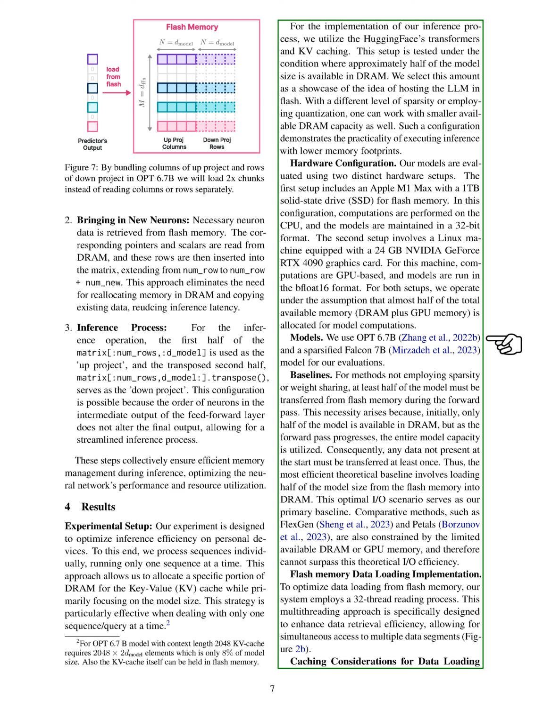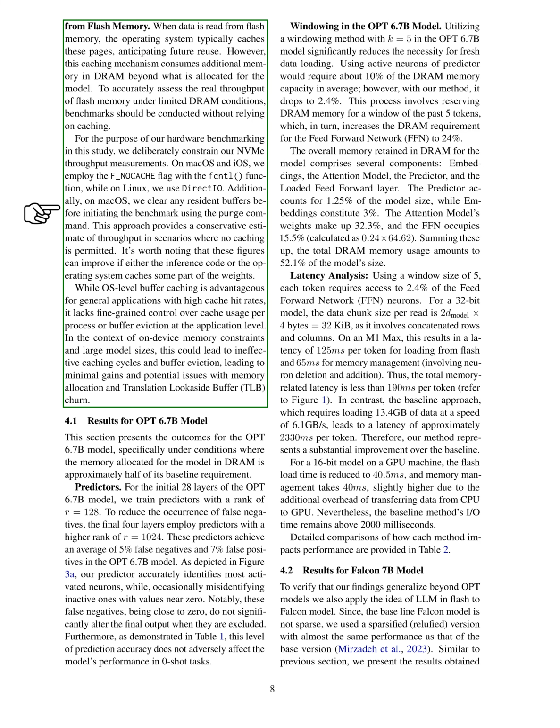To optimize data loading from flash memory, our system uses a 32-thread reading process. This multi-threading approach is designed to enhance data retrieval efficiency, allowing for simultaneous access to multiple data segments. When data is read from flash memory, the operating system typically caches these pages, anticipating future reuse. However, this caching mechanism consumes additional memory in DRAM beyond what is allocated for the model. To accurately assess the real throughput of flash memory under limited DRAM conditions, benchmarks should be conducted without relying on caching.